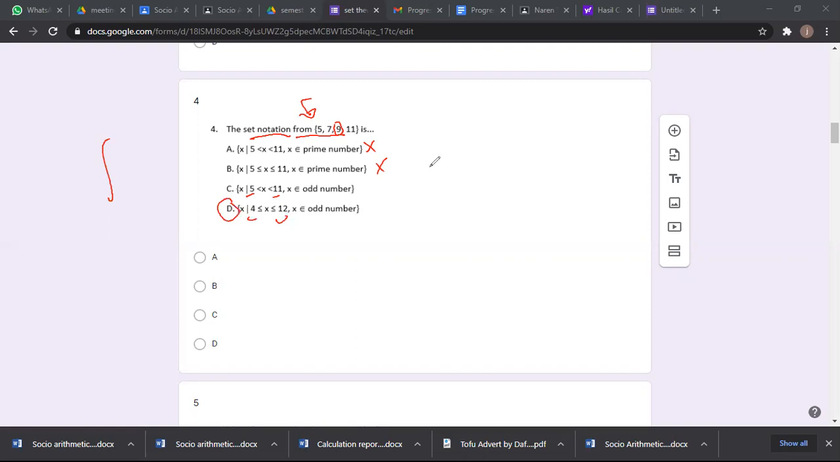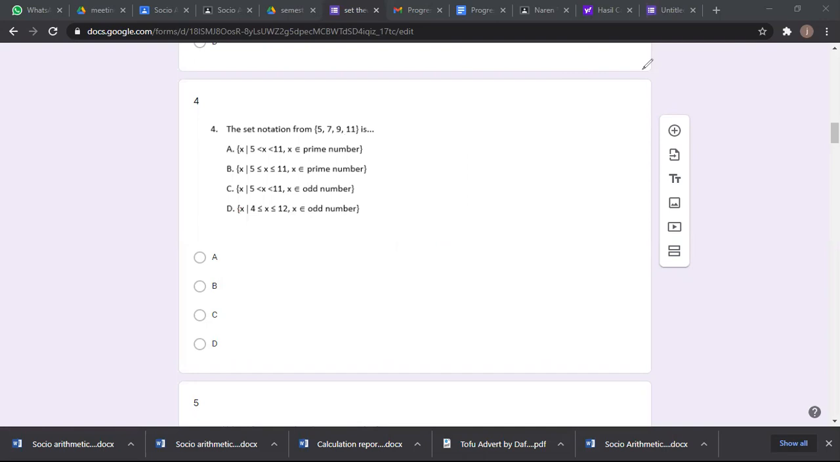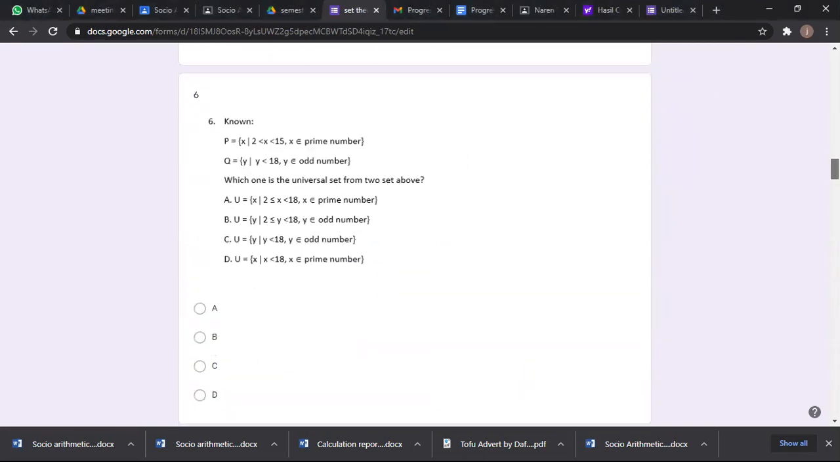And just make sure that you understand the difference between these signs. If I write x is less than 9, it means it starts from 8, 7, 6, and so on. And if I have an example like this, it will start from 9. So that is the difference: 9 is not included here, but in this one 9 is included. Okay, hopefully you're clear with this one. Next question, number 5.